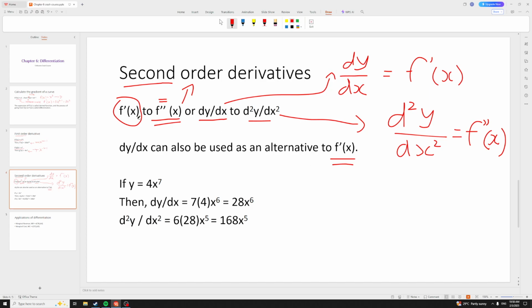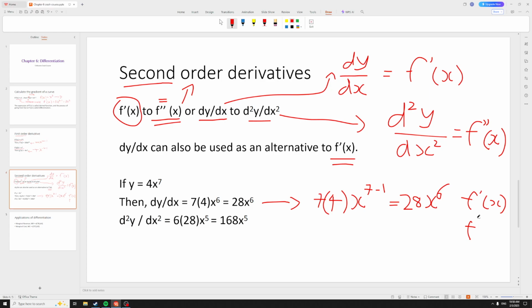So how do we differentiate the second order derivative? It's actually the same. For example, here we have this function, and then dy/dx. The first derivative is basically you bring your 7 to the front, 4 times x to the power 7 minus 1, so you should get 28x^6. That is the first derivative.